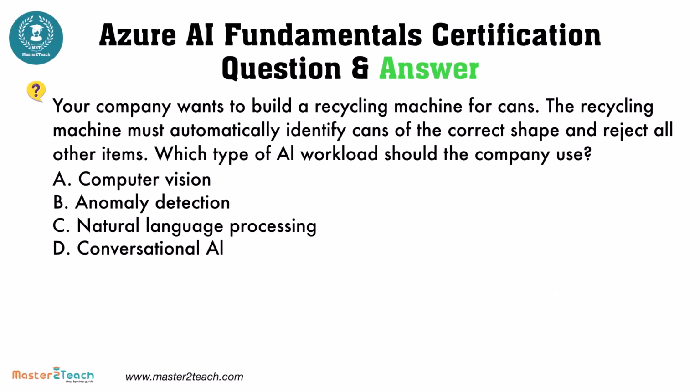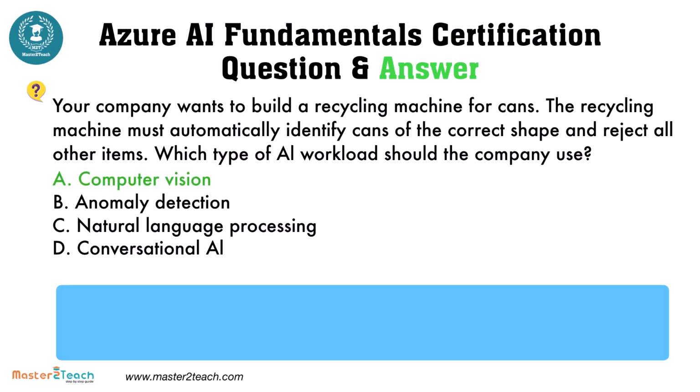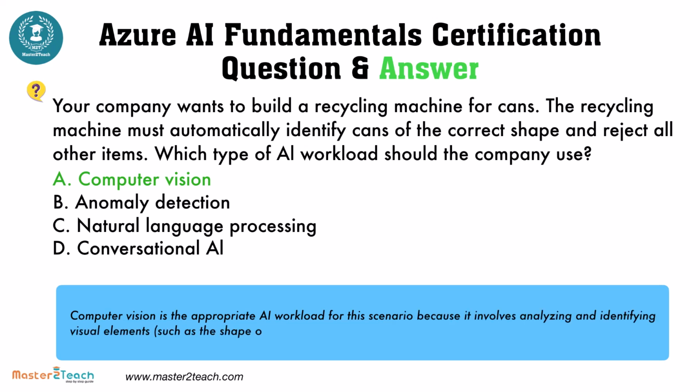The correct option is computer vision. Computer vision is the appropriate AI workload for this scenario because it involves analyzing and identifying visual elements, such as the shape of cans, to differentiate between correct and incorrect items.